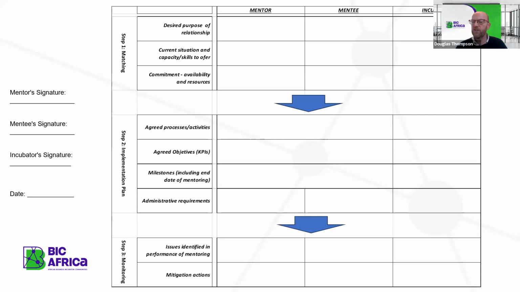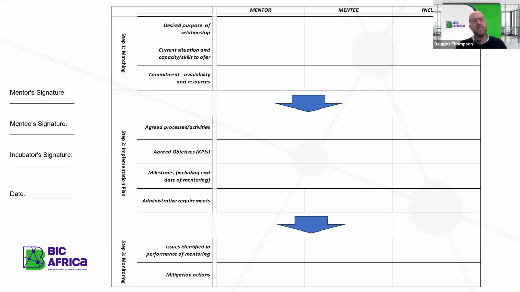So step 1, in terms of the matching: what's the purpose of the relationship? What are the current situation, capacity, and skills that can be offered, from the mentor, mentee, and incubator? What is the commitment, in terms of availability and resources? This is a living document, so it can be updated as we go through, in case people, as you go through the mentoring relationship, have different opinions. But that's step 1, and the idea here, of course, is that it's completed by the mentor, the mentee, and the incubator, and that everyone agrees to what is included. That's why having a session, for instance, to do it together is interesting.